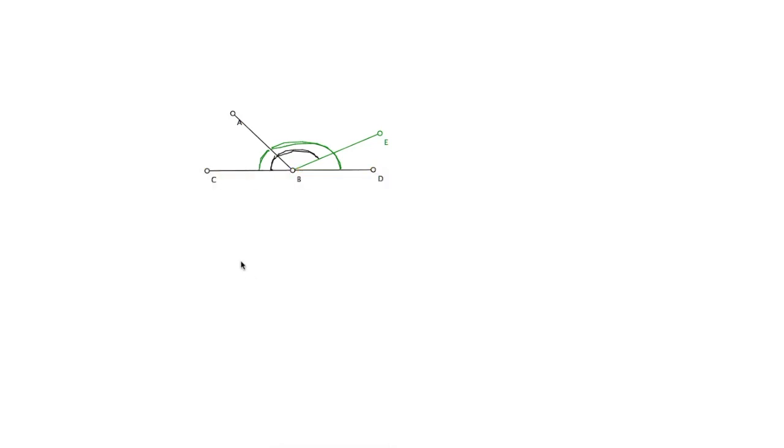CBD. So if we have a straight line falling on two other straight lines, and the angles on either side of this straight line AB together make two angles which together are equal to two right angles, then we have two lines which actually lie in a single straight line.